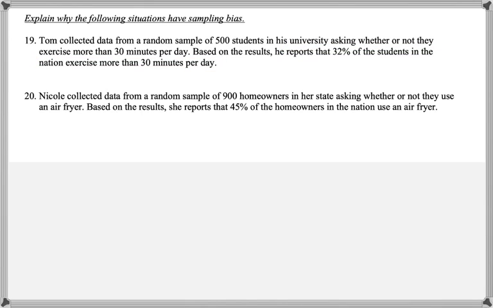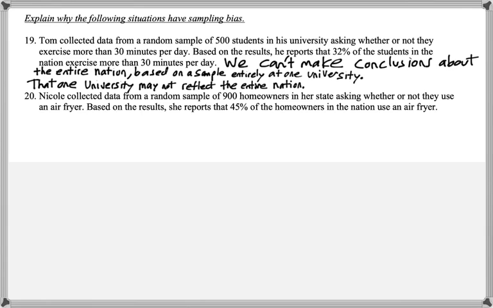So we can't make conclusions about the entire nation based on a sample entirely at one university. And that's because the university may not reflect the entire nation. So if instead he had reported that 32% of the students at his university exercise more than 30 minutes per day, then he'd be okay. Or if he were to ask university students all across the nation, then he could make a conclusion about the entire nation.